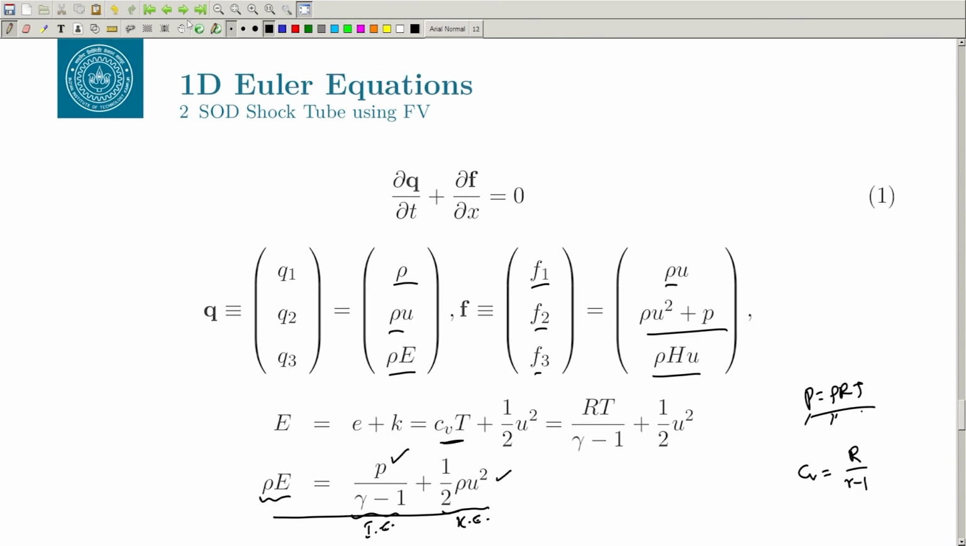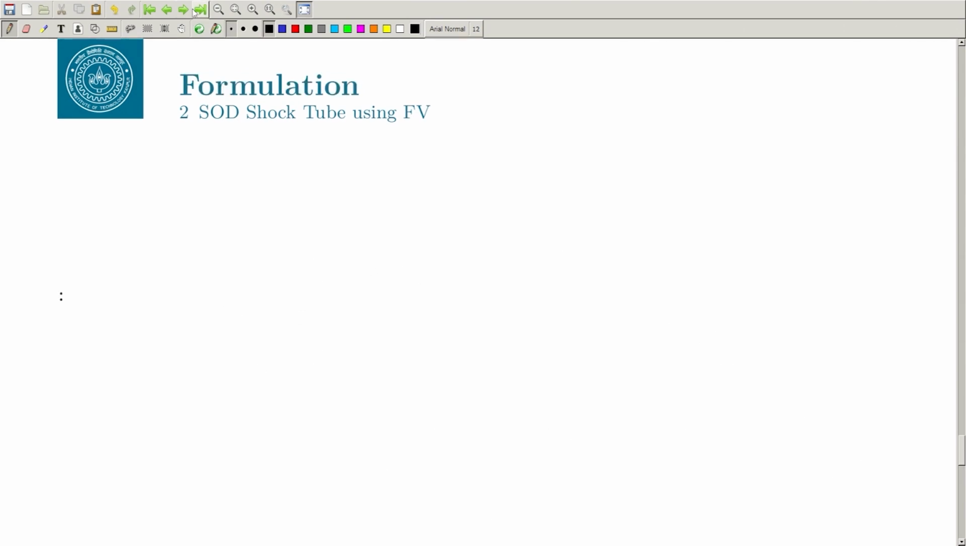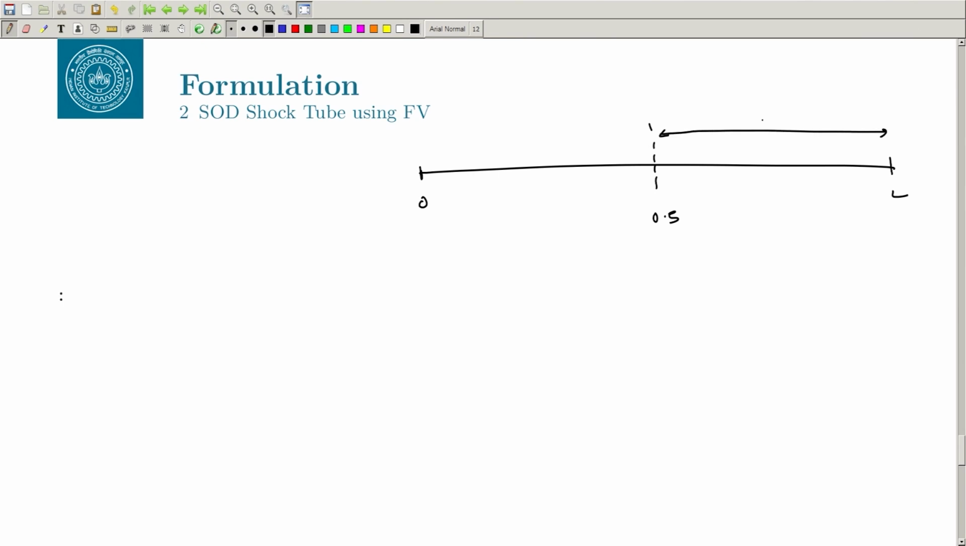Convert from primitive to conserved, conserved to primitive, and so on. And finally, we also saw how to calculate fluxes. If you have all these values, you can calculate fluxes easily. So how are we going to solve it? We are going to make a grid like we always have been doing. We will consider a domain of 0 to 1, and at 0.5 we divide it. On the right hand side we will put the condition for the right, and on the left hand side the condition for the left.